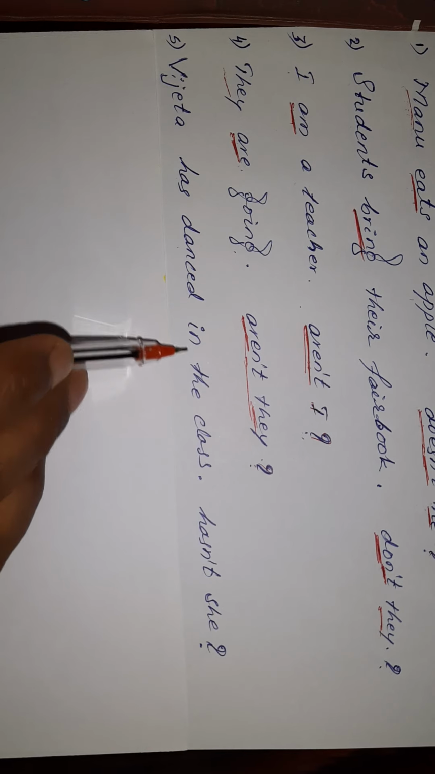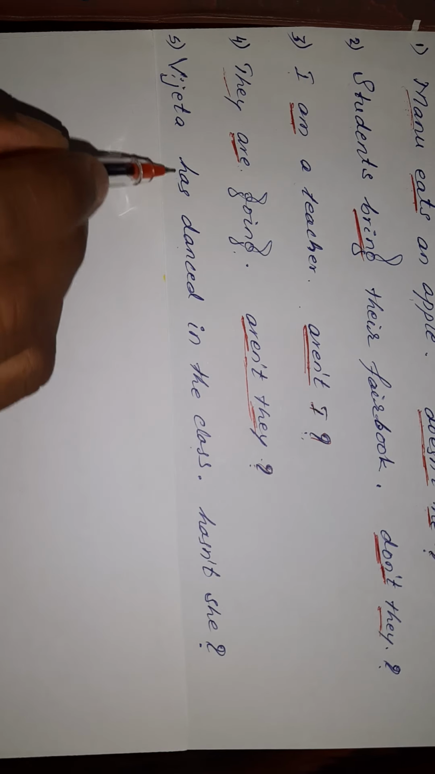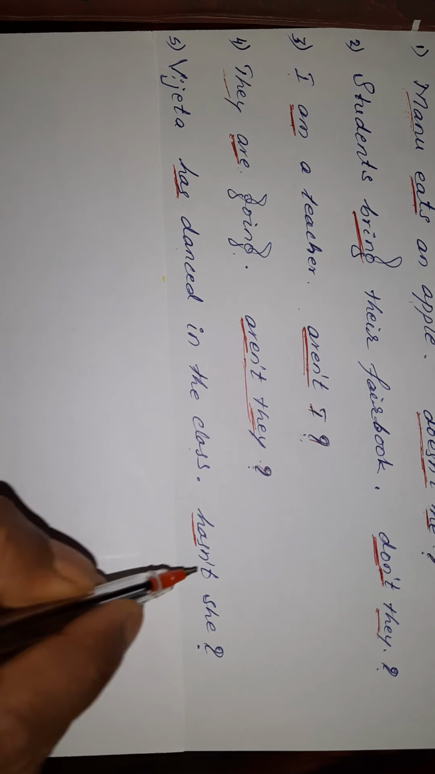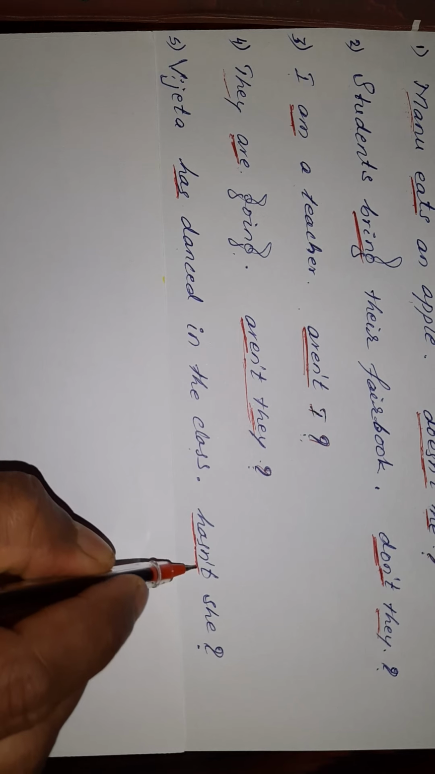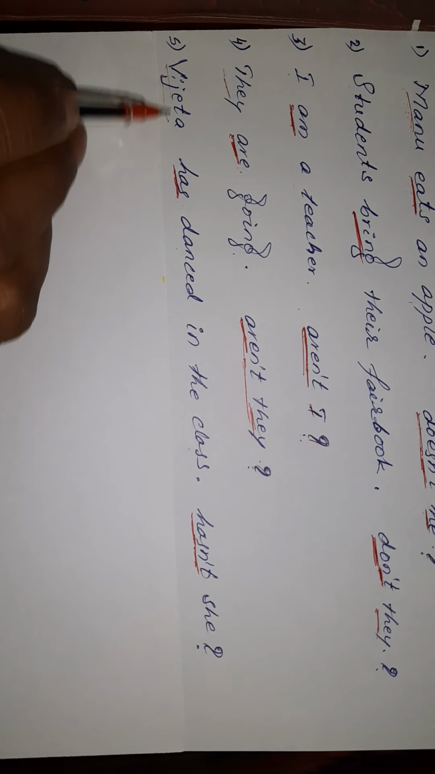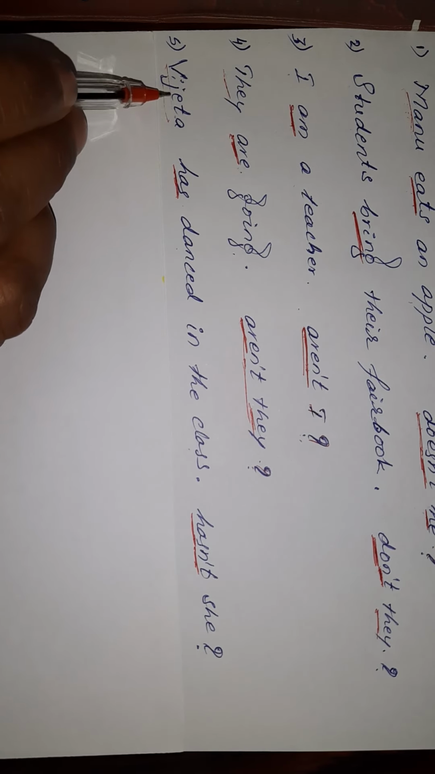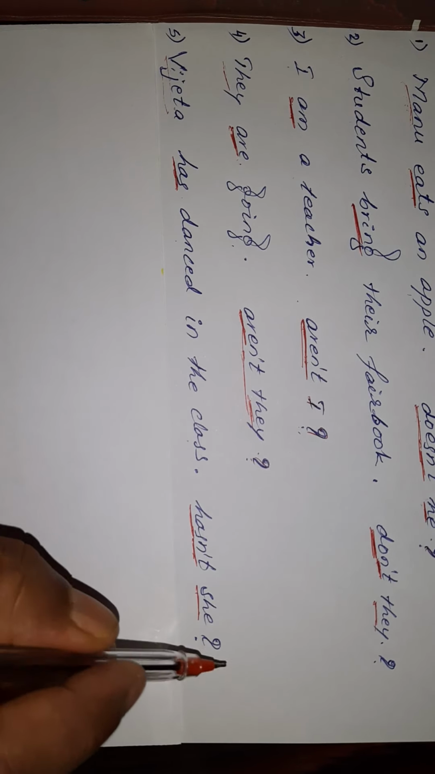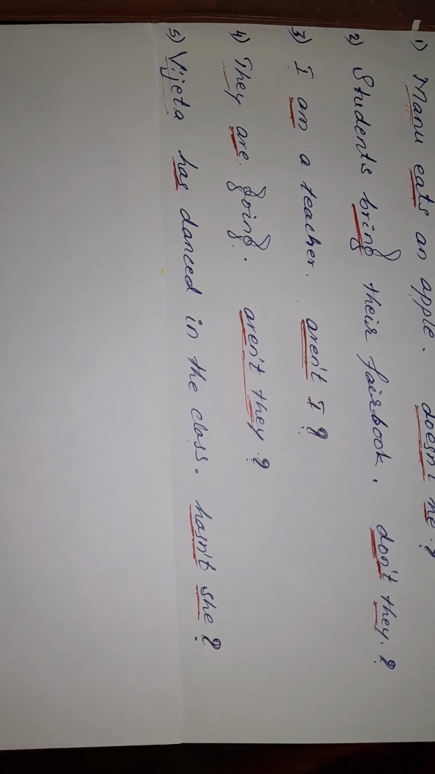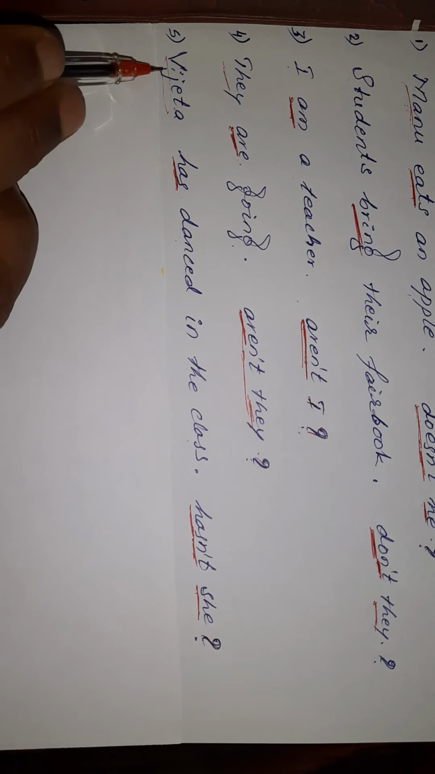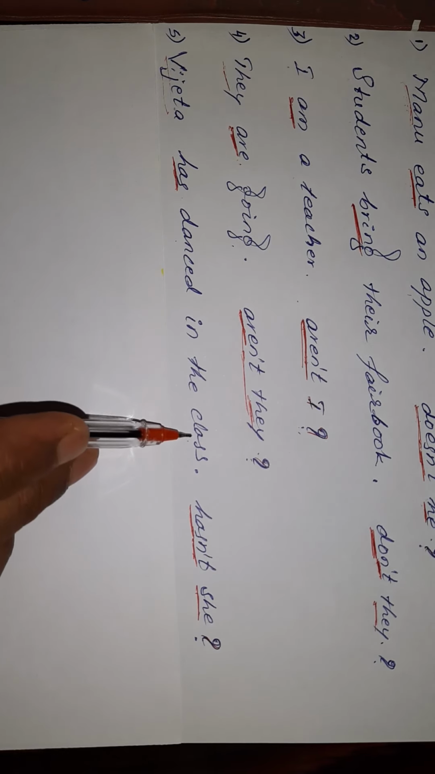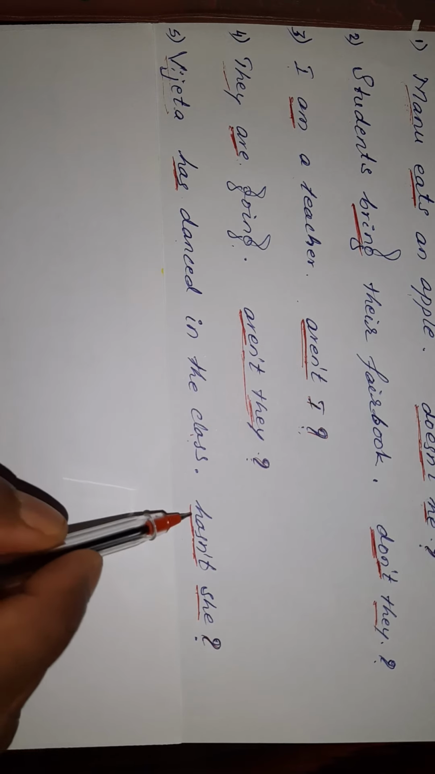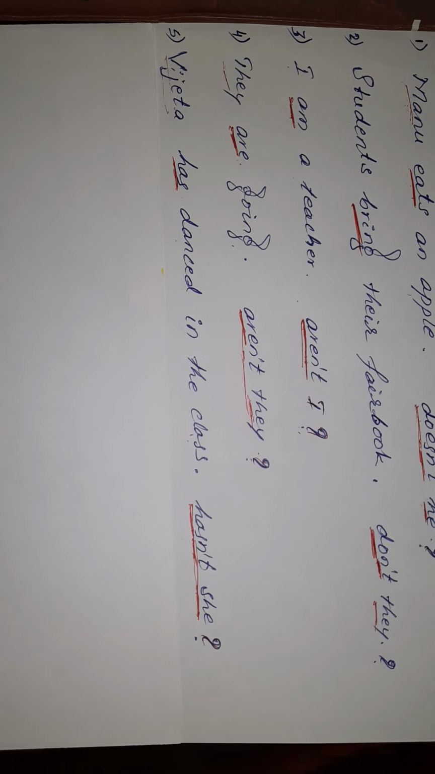Vijeta has danced in the class. So has is the auxiliary here, and we take has. The statement is positive, we made it negative here with n't, and Vijeta is a girl. Instead of a noun we use the pronoun she. And finally we have to use a question mark. So, Vijeta has danced in the class. The tag of this statement becomes hasn't she.